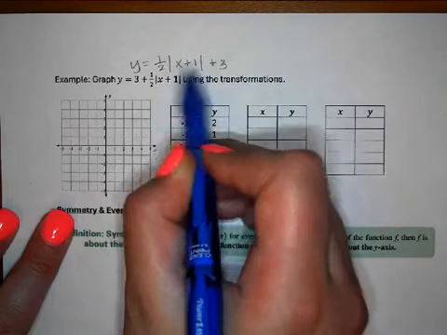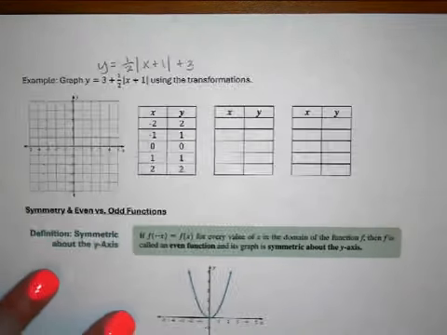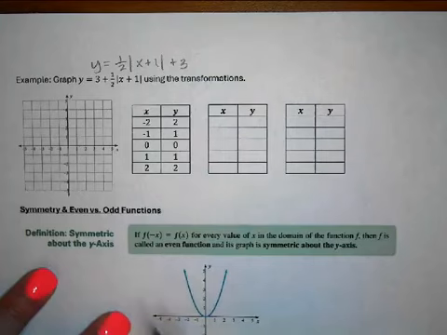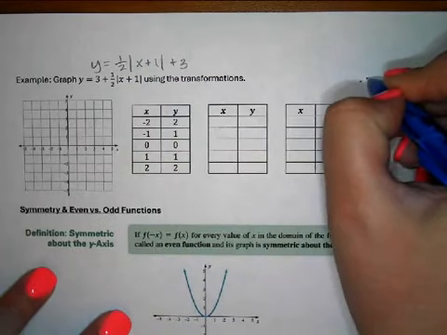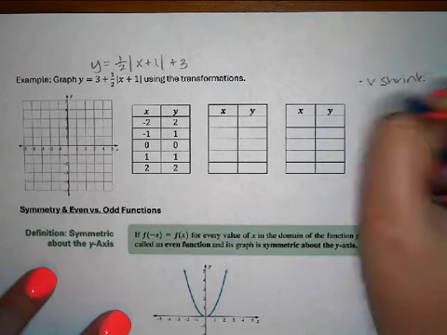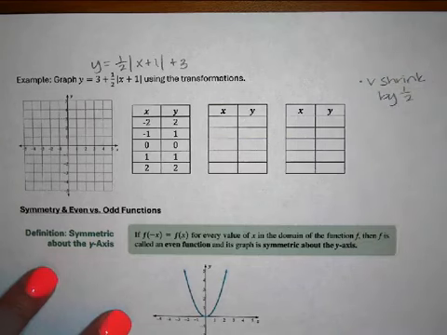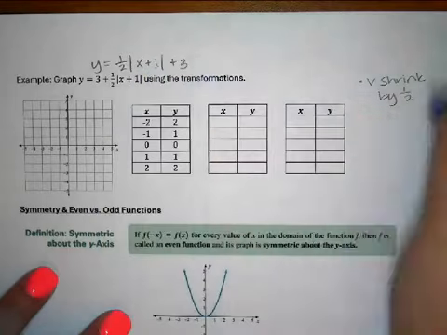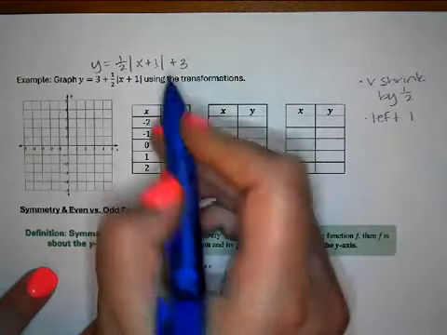All right, so the first transformation is the 1/2. This is going to be a vertical shrink or vertical compression by 1/2. The graph is going to be half as tall as normal. It's going to look wide. The graph has shifted to the left 1. The graph has shifted up 3.